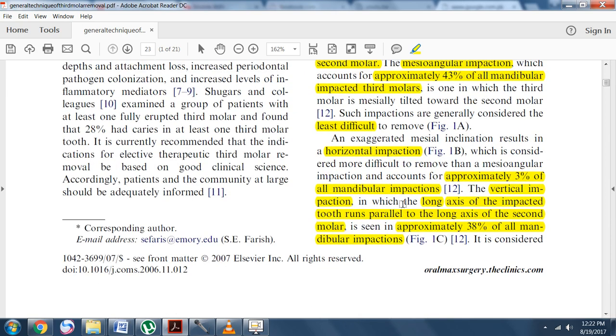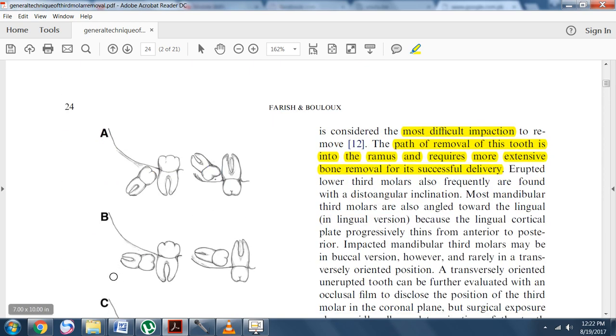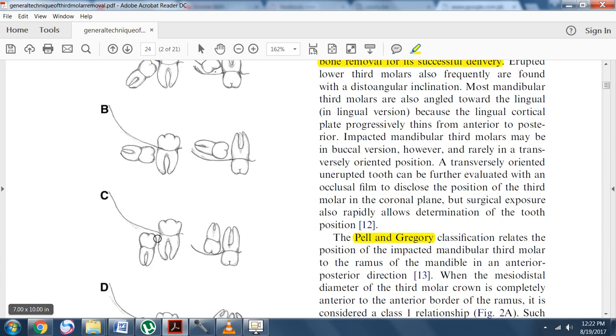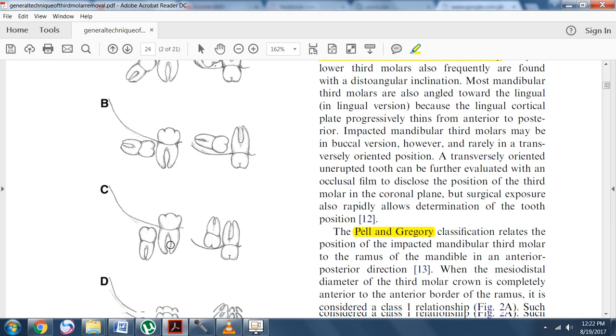The third one is the vertical impaction, in which the long axis of the impacted tooth runs parallel to the long axis of the second molar. It accounts for approximately 38% of all mandibular impactions. You can appreciate this impacted third molar whose long axis is parallel to the long axis of the second molar.